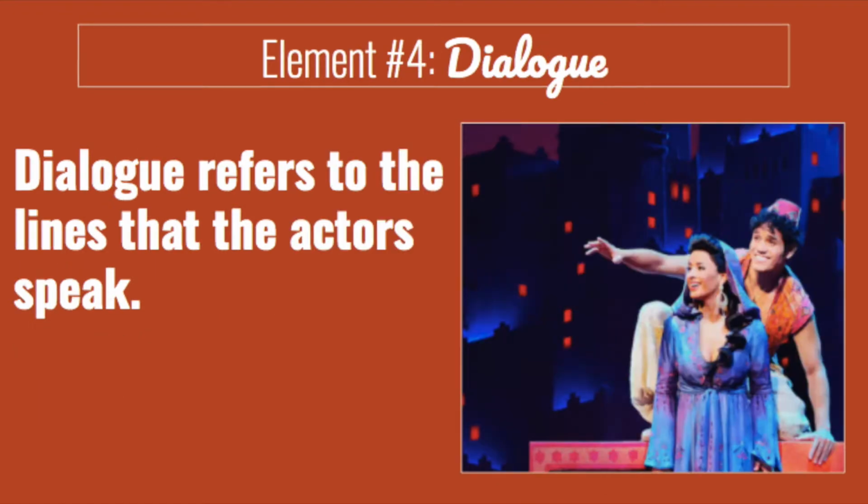A drama also has dialogue. This refers to the lines that the actors perform for the audience. It's the conversation between characters and sometimes between a narrator and the audience. In this photo, for example, I imagine that Aladdin is saying, "Check out the view from my house." And Jasmine is saying, "Wow, that's amazing, Aladdin."